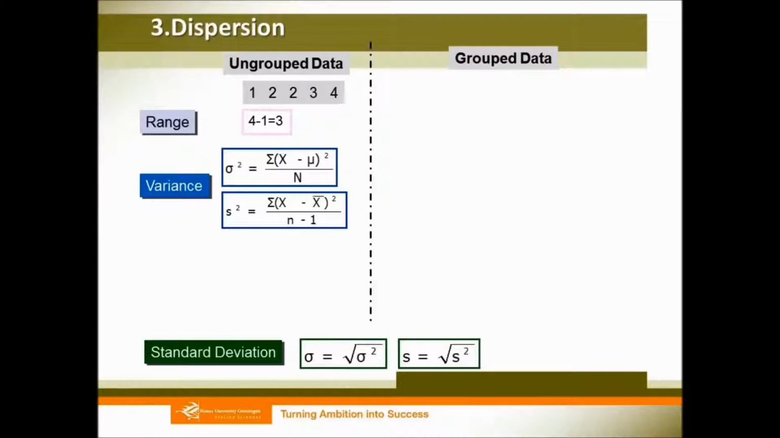And standard deviation is quite simple. It always comes from the square root of your variance.